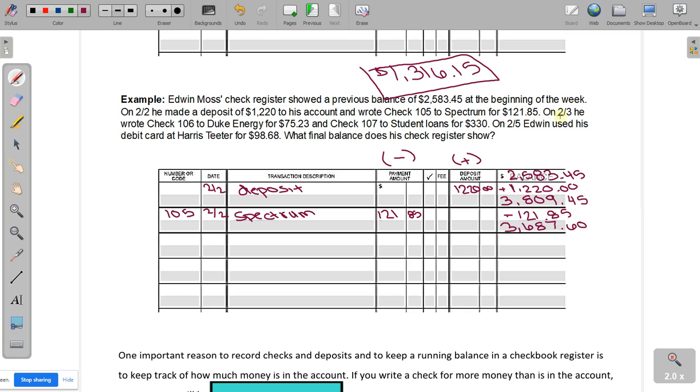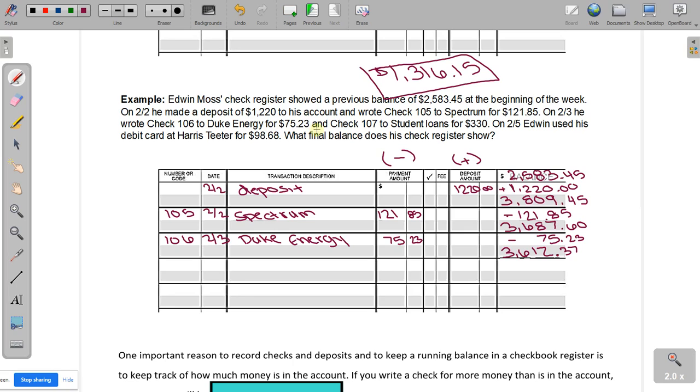So that was Spectrum. On 2/3, so new transaction, he wrote check 106 to Duke Energy for $75.23. So we're going to subtract out $75.23, and we get a running balance of $3,612.37.